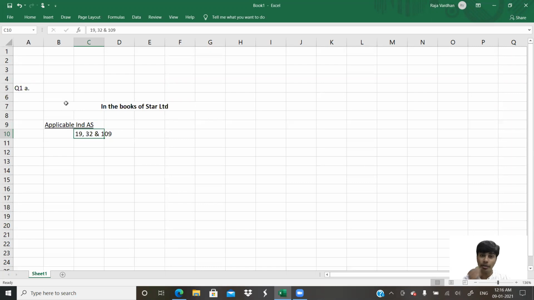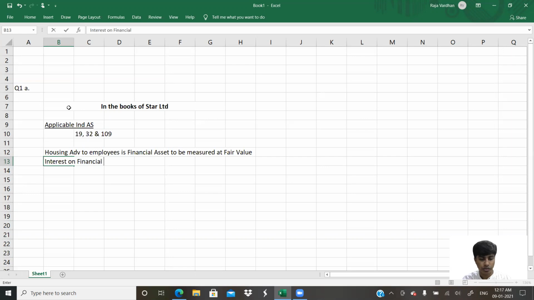Housing loan is to be recorded at fair value. I would not write a detailed description, but I'll write in short: housing advance to employees is a financial asset to be measured at fair value. Next thing, interest on financial asset is to be recognized at what rate?